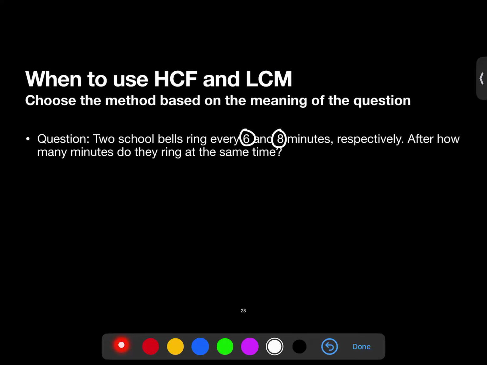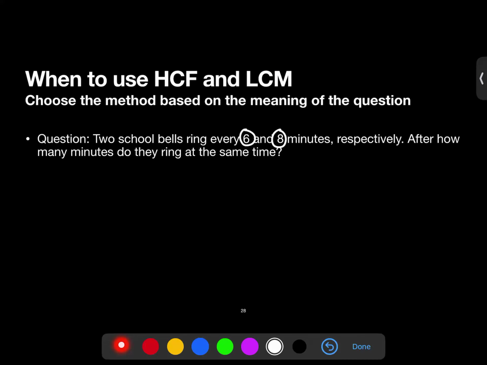So has everyone understood? Are there any doubts? No? Yes, sir. How to identify this is LCM? Sorry, could you repeat one more time? How do we identify LCM? Sorry, I'm not able to hear the question. Our doubt is how we identify when we have to take LCM and HCF.